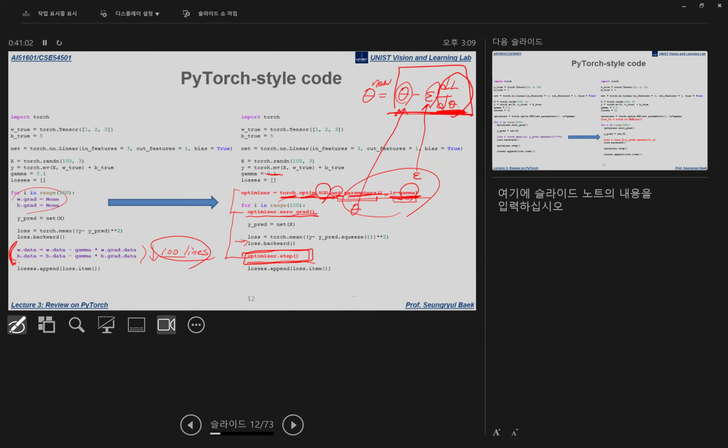So previously it was like this. For each parameter, you had to assign a zero value to the variable, for each of the parameters, right? But now the optimizer already has the parameter list to learn. So if you call this simple one line of code, then the optimizer assigns zero values to those variables, okay? So everything is becoming simpler now.